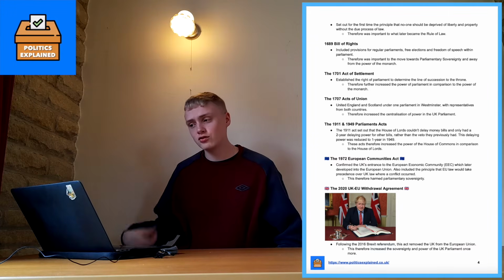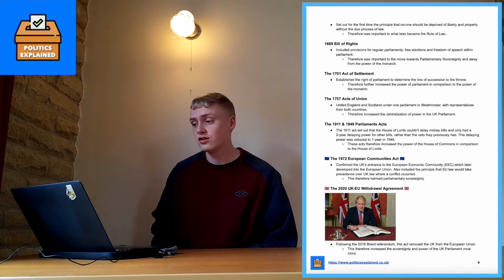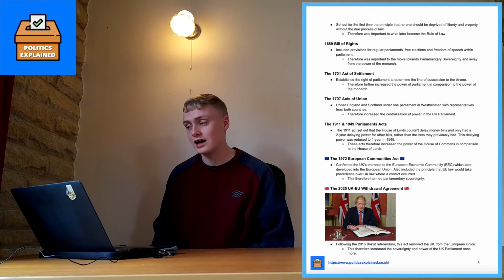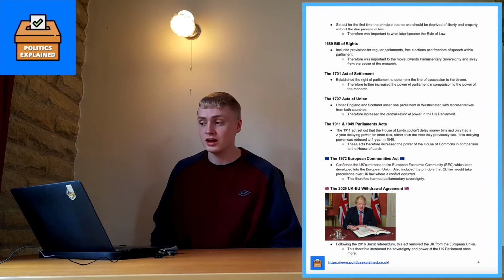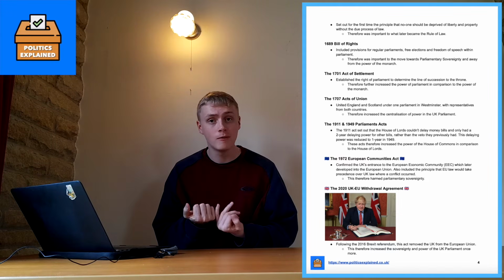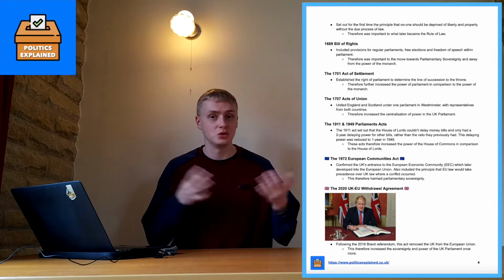Then in the 20th century, you have two key acts, which were both the Parliament Acts. The 1911 Act set out that the House of Lords couldn't delay money bills and only had a 2-year delaying power for other bills, rather than the veto they'd previously had. So the House of Lords used to be equal with the House of Commons in terms of power, and if one of them didn't consent to passing a bill, then it wouldn't get passed, right?